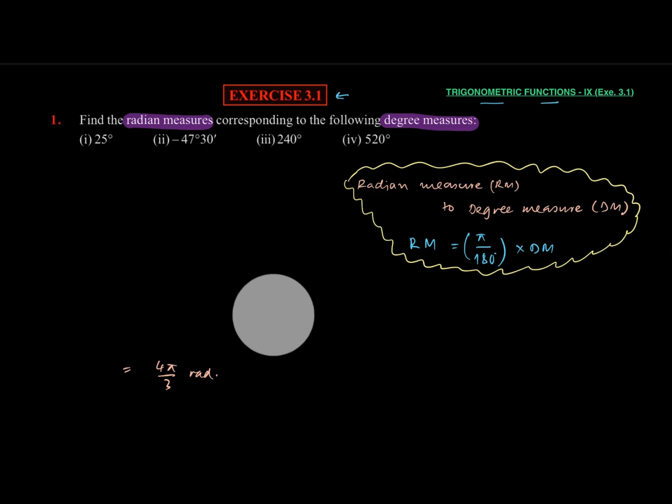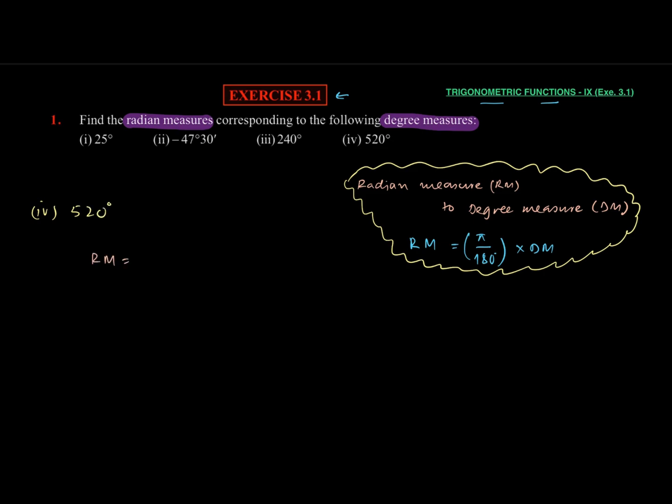And now the last part, that is 520 degrees. Here again radian measure is equal to pi over 180 degrees times degree measure. So this will be equal to pi over 180 degrees times 520 degrees. 0 and 0 goes away. 2 times 26 is 52 and 2 times 9 is 18. So in radians we'll have 26 times pi over 9 radians.